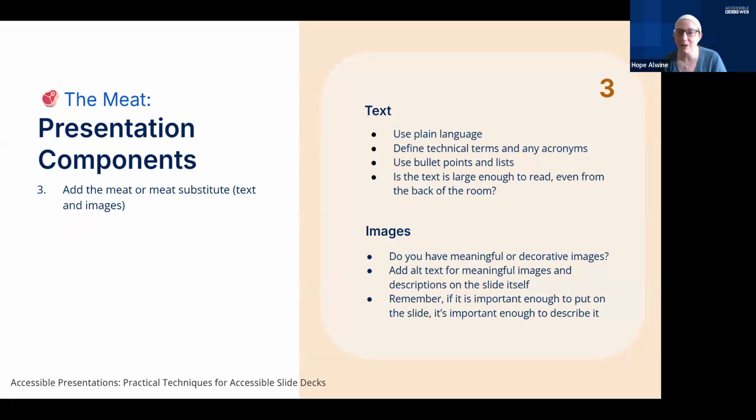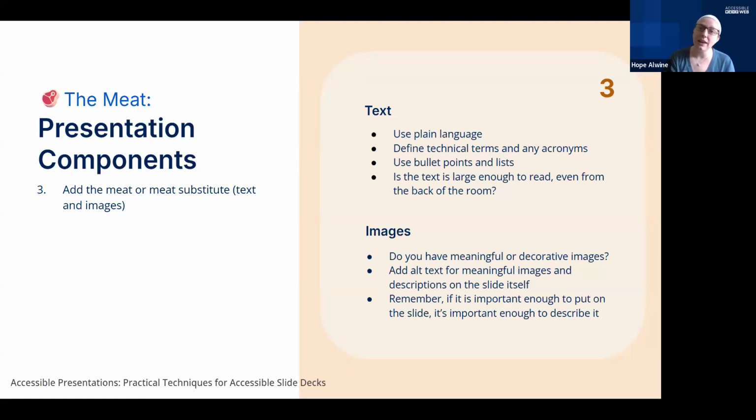So our next step, we're going to concentrate on the meat or meat substitutes for those who do not eat meat. We are concentrating on presentation components. So step 3, you're going to add your meat or meat substitute to your sandwich, as that usually is the main star of the sandwich, and you're going to want to start with your text and images first. We recommend starting with text because that is a pretty easy thing to do, but when you are adding your text, remember the following rules.